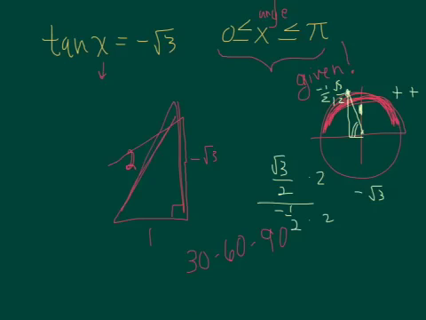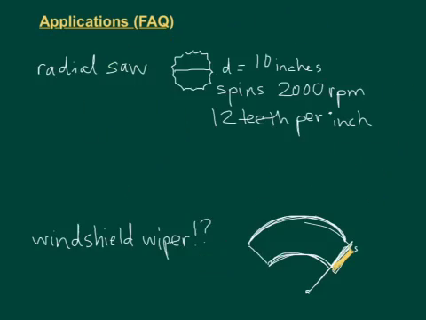In the world of radians, that angle is 2 pi over 3. Pi over 3 would be 60 itself, but again, that has a tangent ratio of positive square root of 3. Not the angle I'm looking for. So 2 pi over 3 it is.